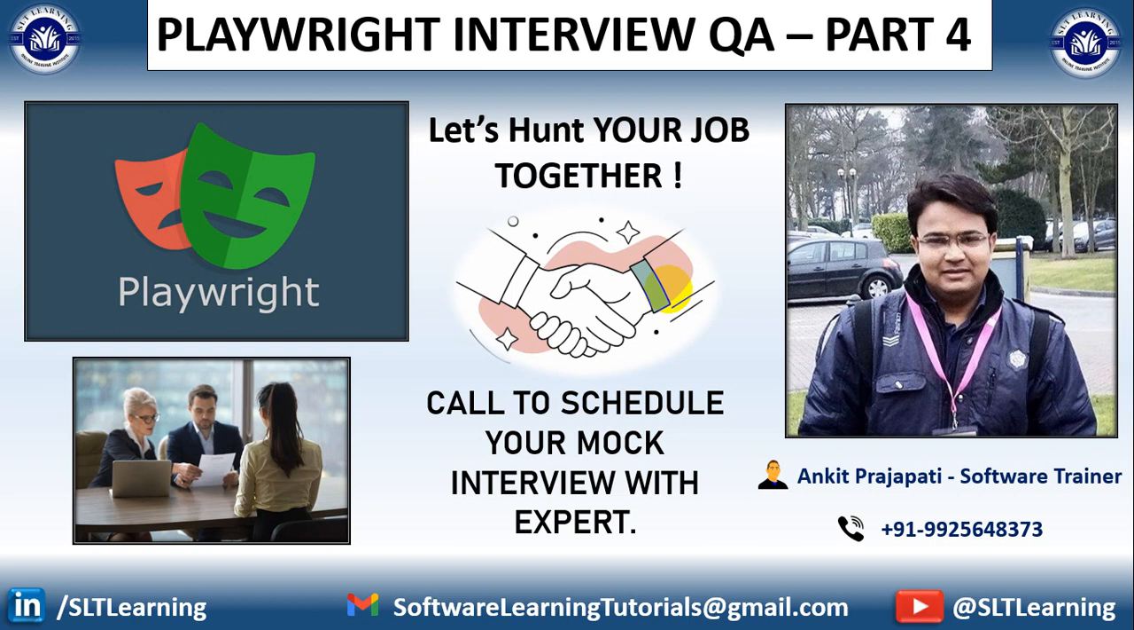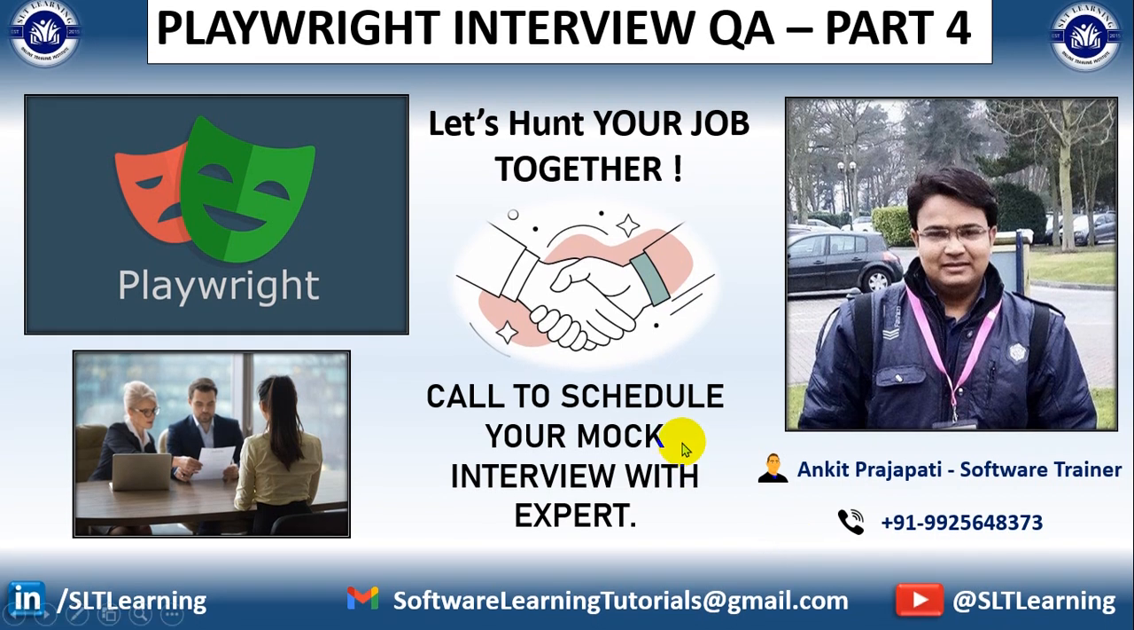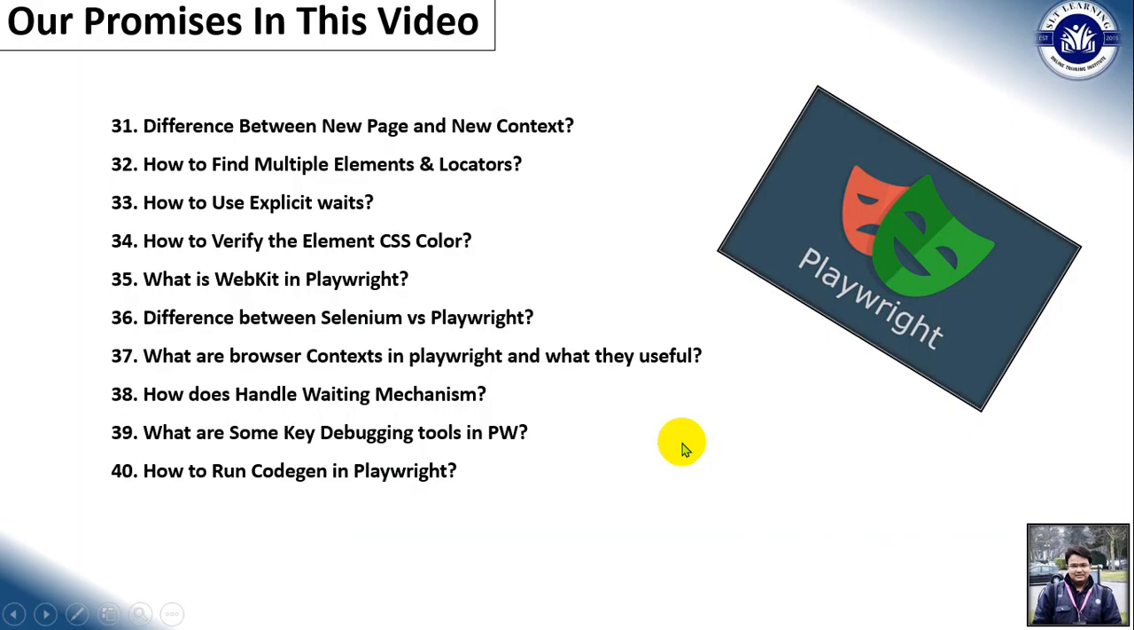Let's go to the next slide and see the 10 new questions we're going to talk about today. First, the difference between new page and new context. Then, what is the way to find multiple elements from the locators? Then, how to use the explicit wait, if they ask you whether you are able to use explicit wait in Playwright, and how you can answer that question.